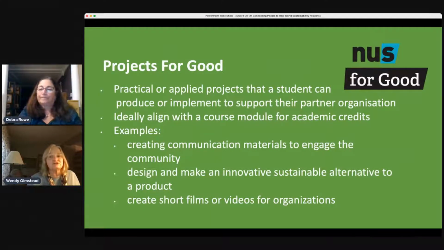First, For Good projects are designed with learning and doing in mind. So students and their partner organization are encouraged to align their projects with a course module for academic credits. Examples of a project are listed here. They may include creating communication materials, designing and making an innovative sustainable product, or creating short films or videos.